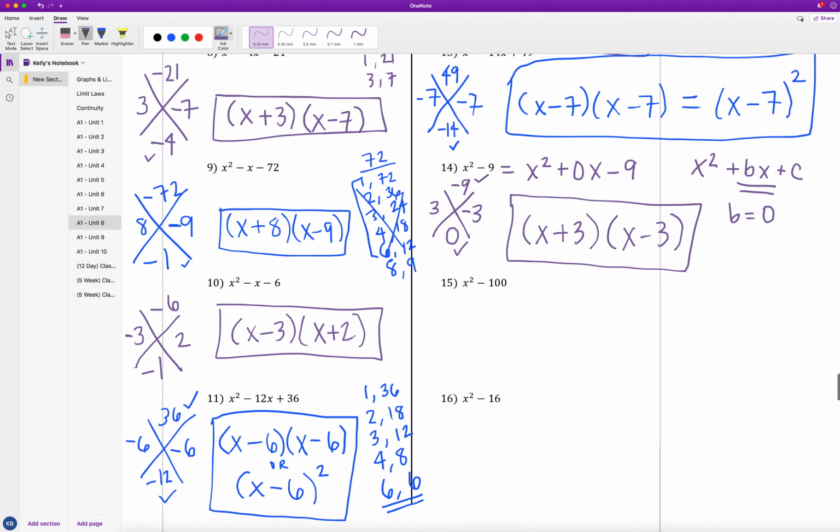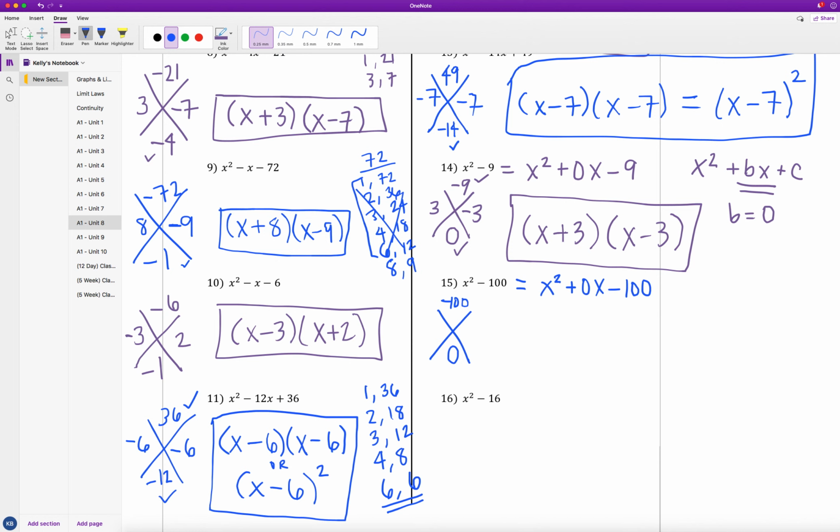Okay, we have two last examples. Why don't you guys pause the video and do example 15 on your own first, and then we'll check it together. In example 15, we have x squared minus 100. So again, we just have two terms, but remember that's the same thing as secretly having x squared plus 0x minus 100. So in this case, what we have is we're still multiplying to be negative 100, but we're adding to be 0. So again, my factors have to be the same number, but opposite signs. Hence the name difference of squares.